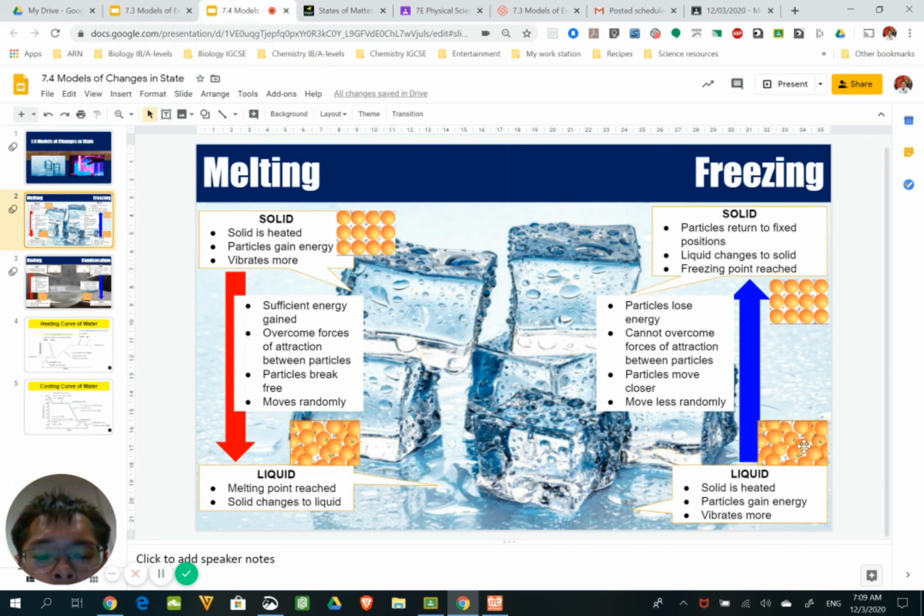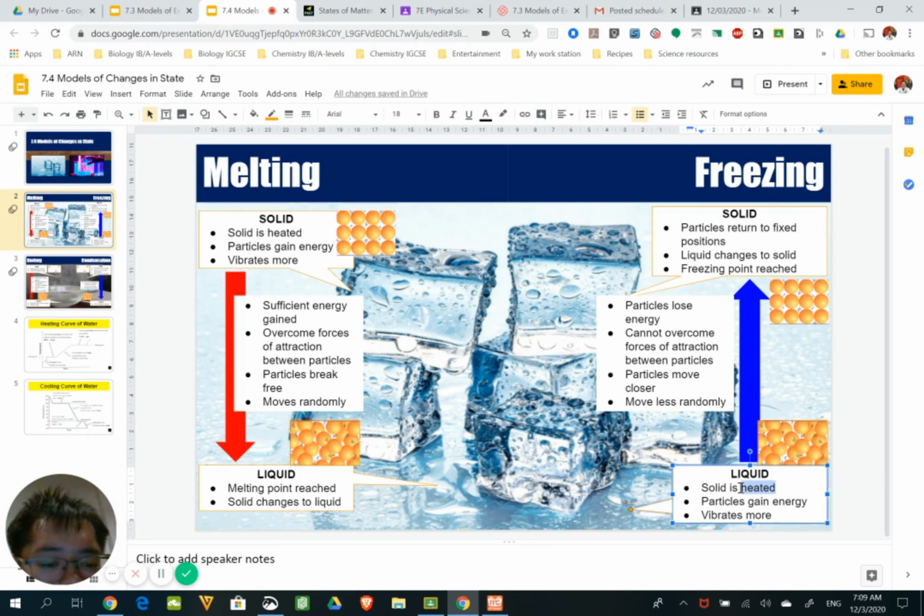Okay? And if we go back to the slide previously, we have it in the liquid form. And the liquid form here, whoops, I didn't change this one. Solid is not meant to be heated. Let me just change this. The particles lose energy, vibrates less. Sorry about this. This was my mistake. All right. Solid is cool. That's right. Okay.